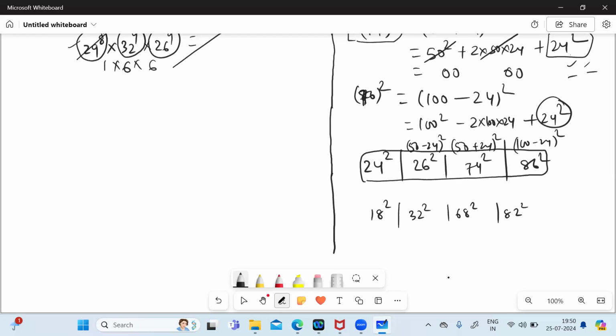How am I getting it? It is 50 minus 18. It is 50 plus 18.